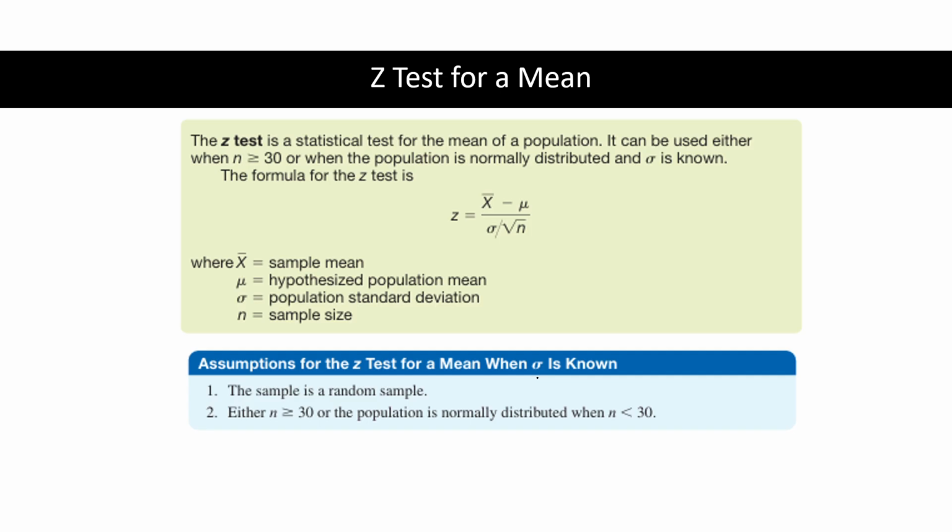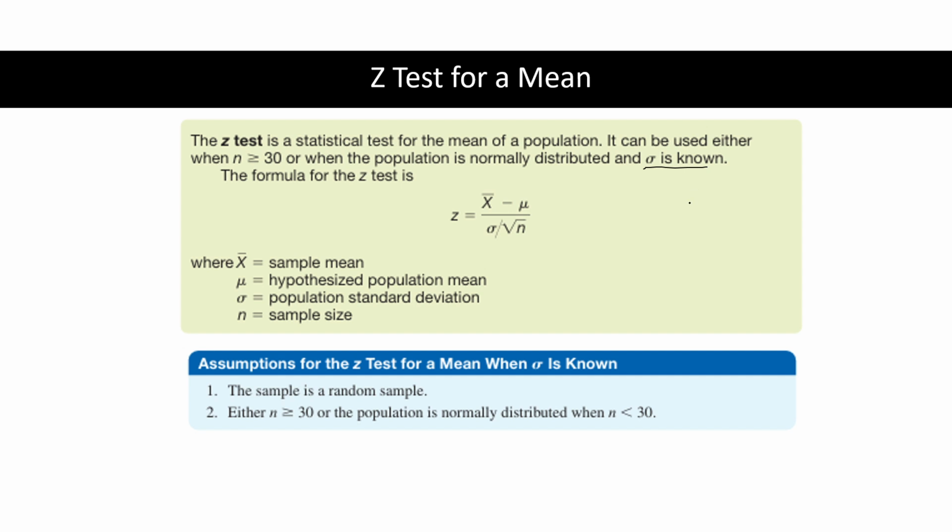Okay, z-test for a mean. So let's start first with the traditional method by using critical values. The z-test is a statistical test for the mean of a population. It can be used in two instances: when n is greater than or equal to 30, or when the population is normally distributed and the standard deviation is known. And the formula for the z-test is this one.